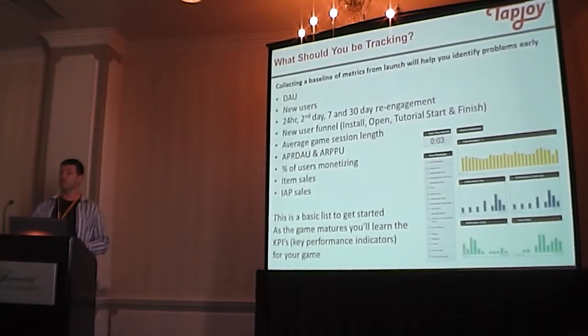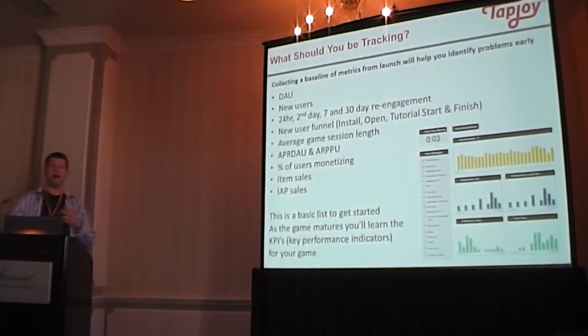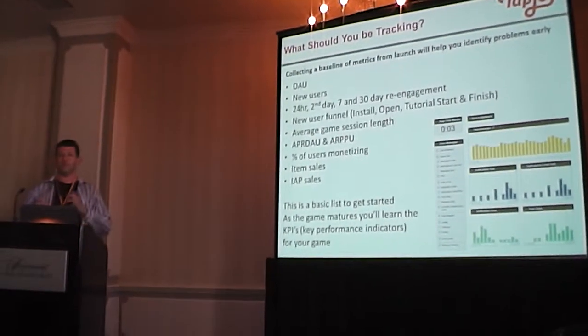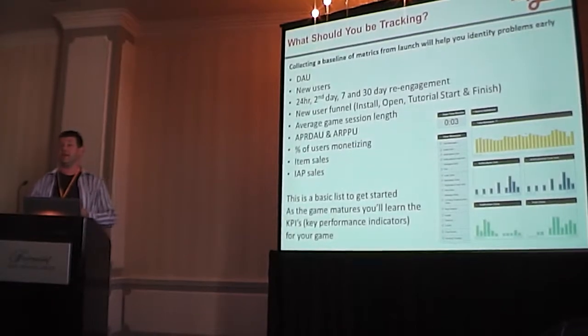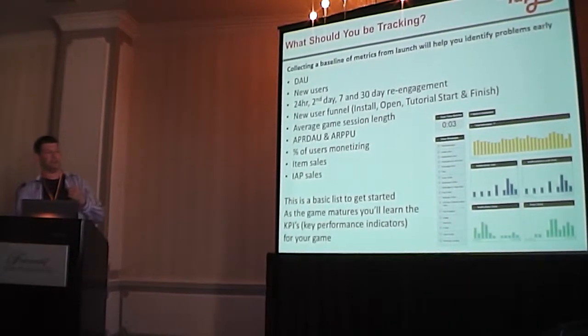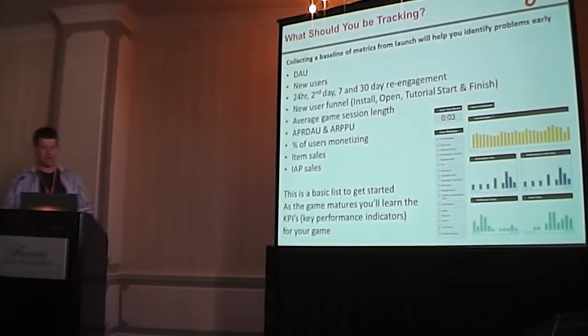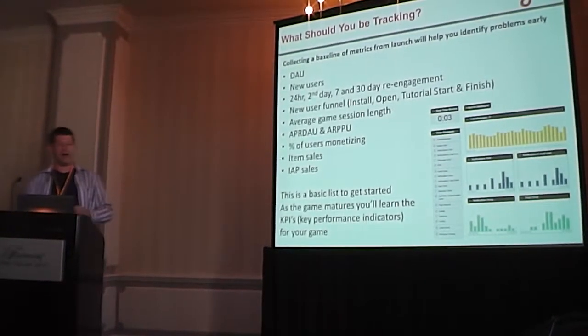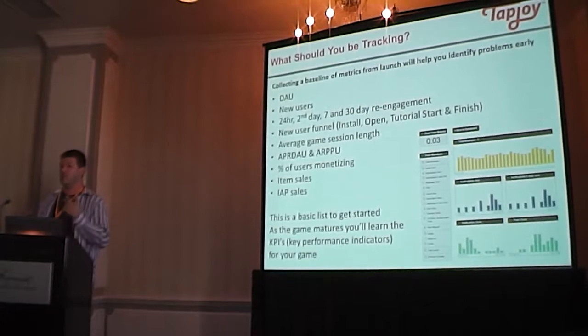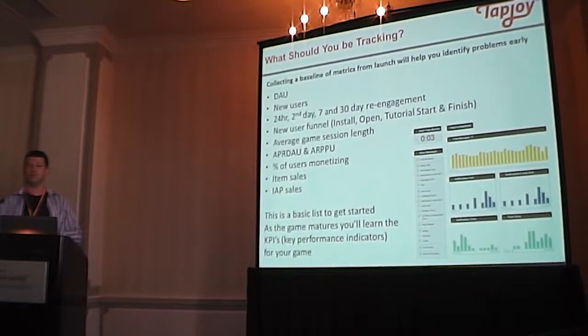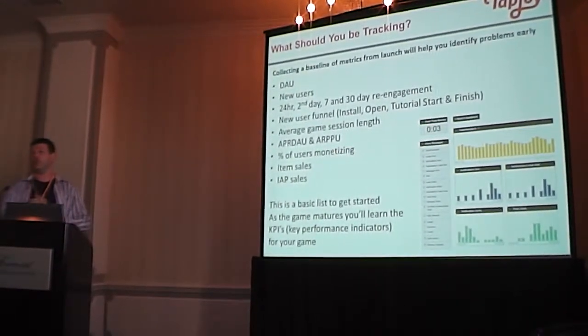The percentage of your users monetizing. What items are they buying in your game? What are they interacting with? What do they want? And that really is an important thing to be looking at to judge what should you be designing, what should you be putting out next down the road. And then IAP, when they're doing transactions with Google, when they're doing transactions with iTunes, what size packages are they buying? How much currency are they getting?